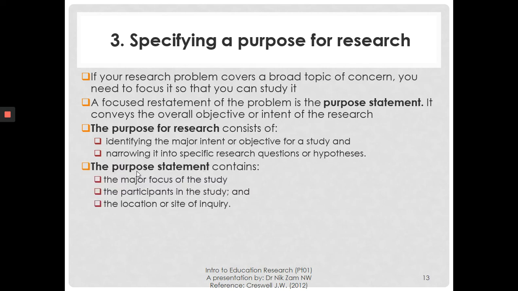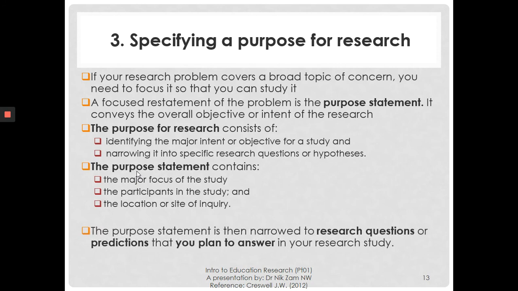Okay, the purpose statement contains the focus of the study, the participants in the study, and the location or site of the study. So this is where, if you look at the flow of your research proposal, it narrows from the problem to the problem statement. Towards the end you come up with your research question or your research hypothesis, where you focus on certain things only that you want to study. Okay, the purpose statement is then narrowed to a research question or prediction that you plan to answer in your research study.